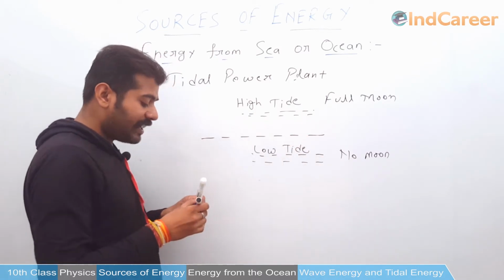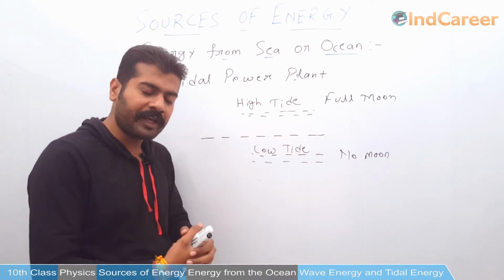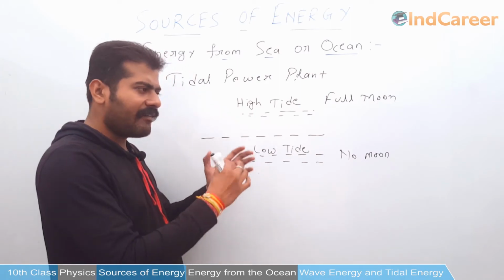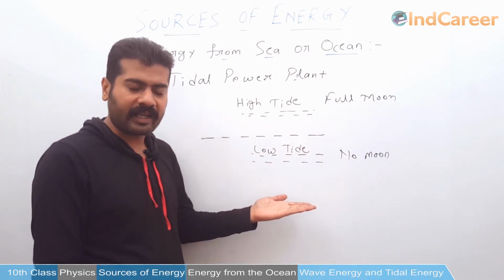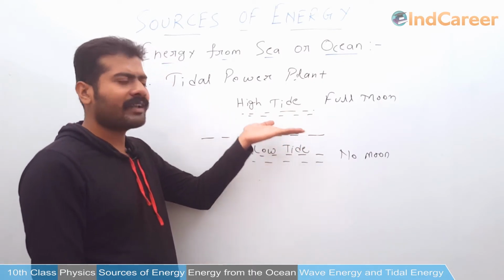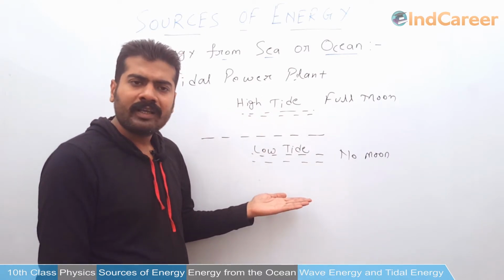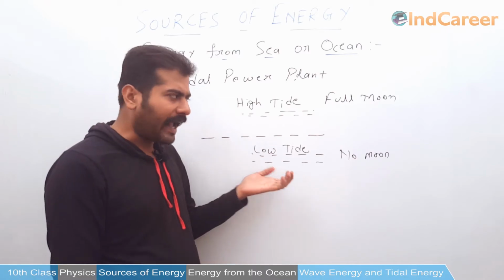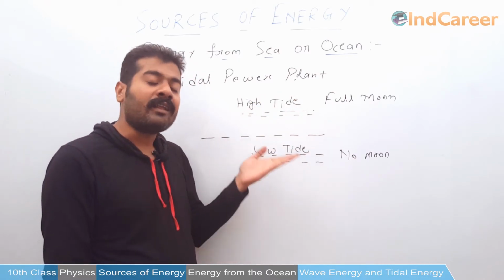So can we utilize this rise and fall of the water during full moon and new moon day? As well as in every 24 hours there will be a high tide and a low tide in the ocean. It will happen two times, where we get a high tide condition and a low tide condition in the ocean or in any sea. Can we utilize this energy? This is what we call tidal energy.